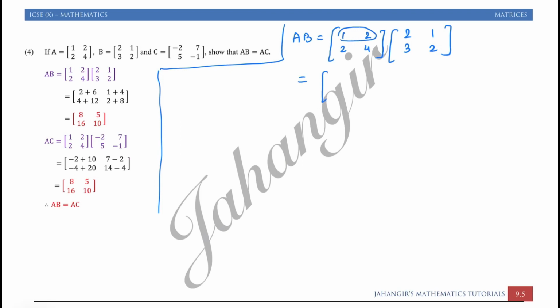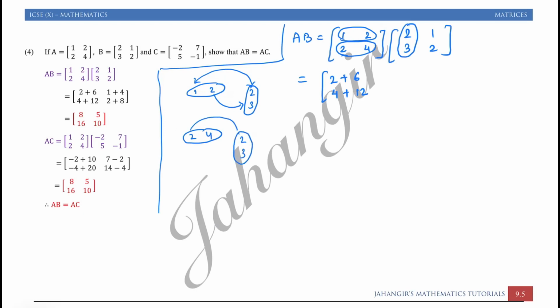So first row, first column. 1 into 2 is 2 plus 2 into 3 is 6. Second row, first column. 2 2s are 4 plus 4 into 3 is 12. See, this is first row which is 1, 2 and first column is 2, 3. If some students are still not able to understand, then we are multiplying this term with this and this with this. Then second row, that is 2, 4 and with first column, that is 2, 3. So this 2 is multiplied with 2 and 4 is multiplied with 3.